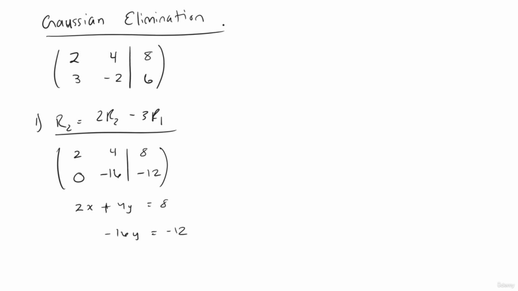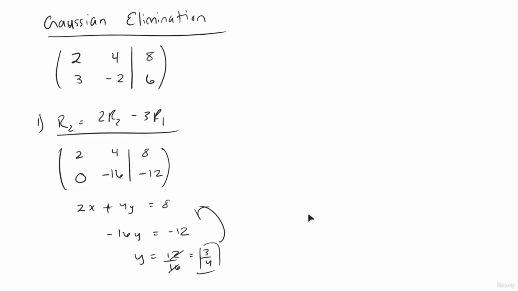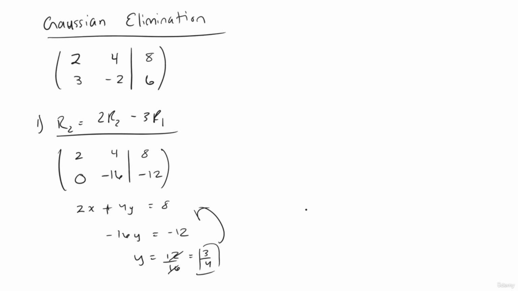And so we can solve for y right here. So y is going to be equal to 12 over 16, which, if we simplify this, is going to be equal to 3 over 4. And if we plug that in up here, actually, let's just stay right here so we have everything here. This is going to be 2 times x plus 4 times 3 over 4, because we're back substituting in y. It's equal to 8.